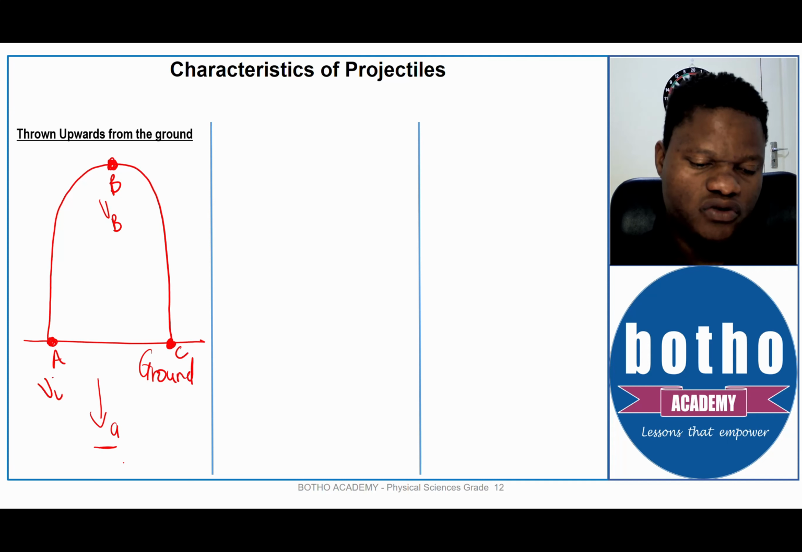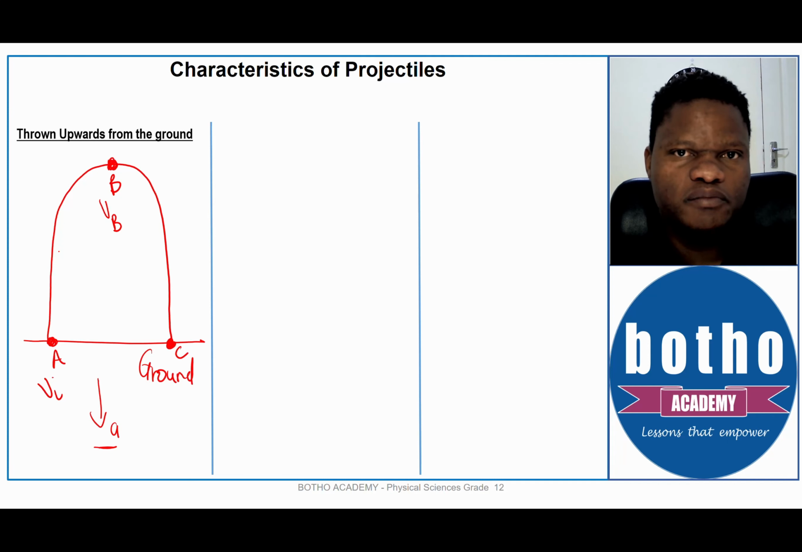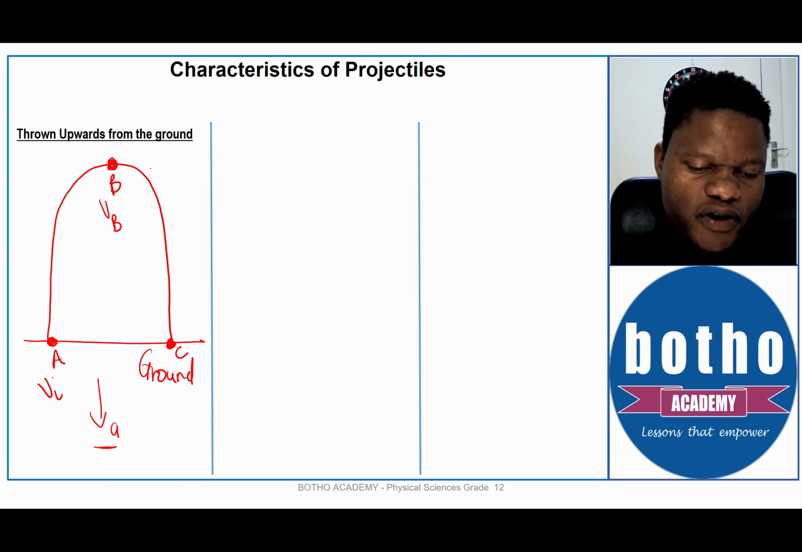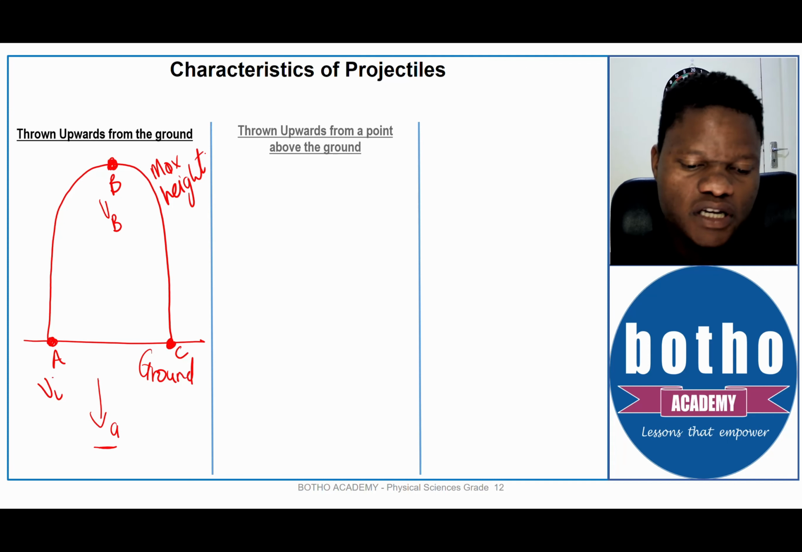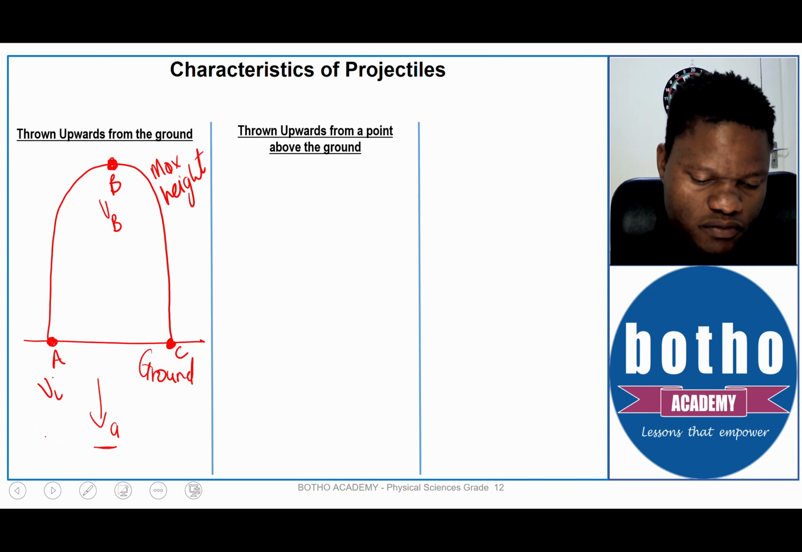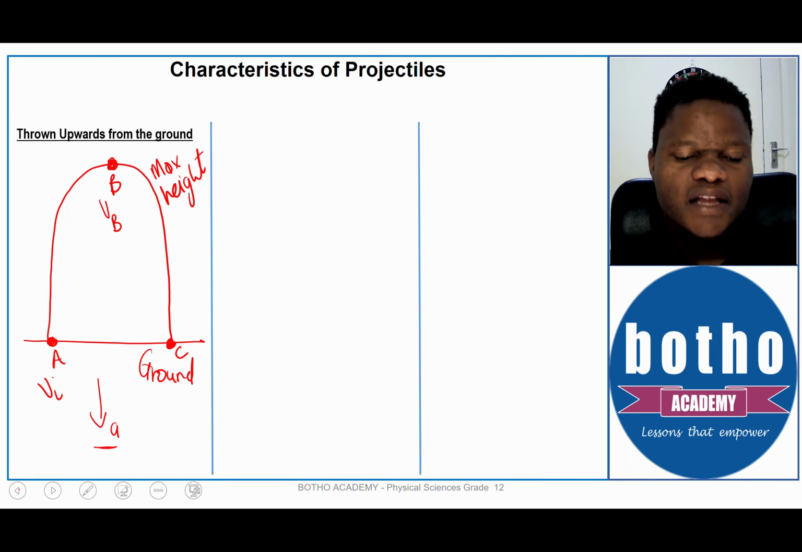While that object is going up, it's being pulled down by the earth until it reaches a point where it pauses at the maximum height. Point B is therefore referred to as our maximum height. Okay, so you'll have our maximum height at point B.